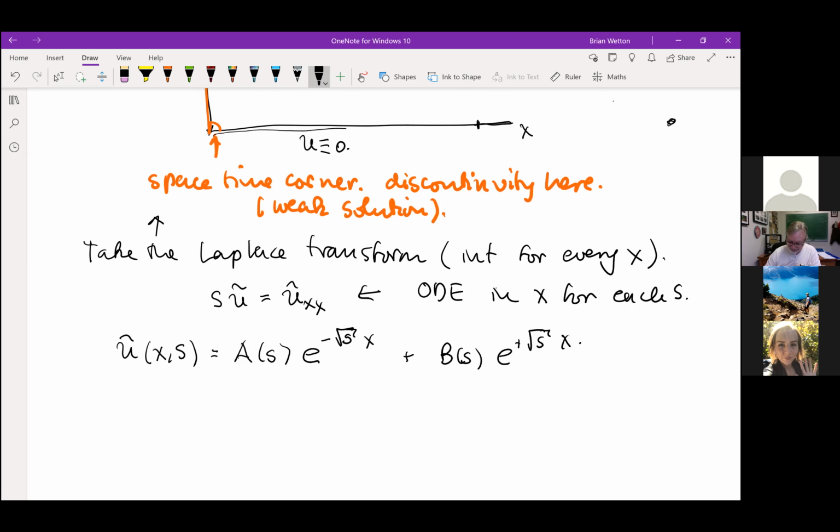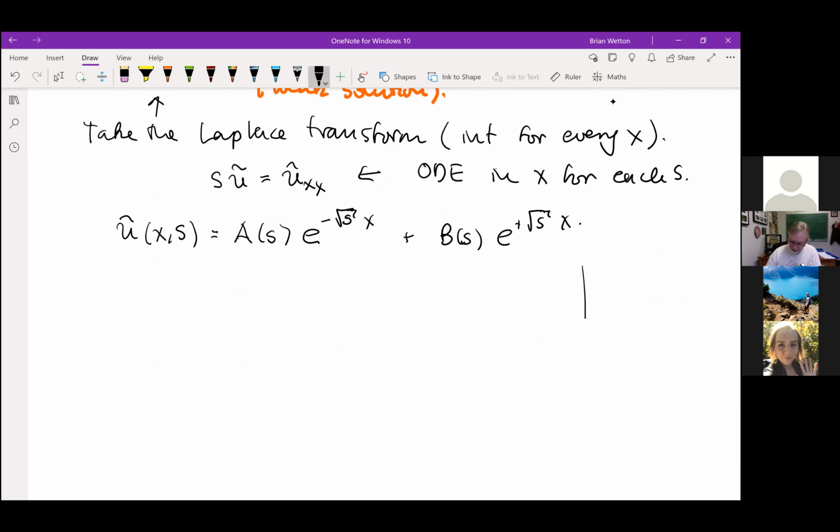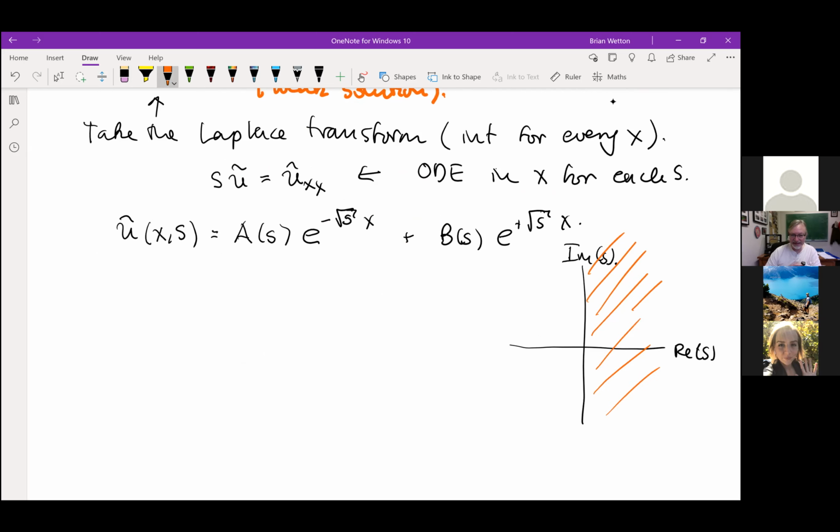Right? So remember, if I'm looking in the real S plane, I'm thinking that this solution is going to be bounded, right? Which means that the Laplace transform is really defined for every S that's got positive real part, right? So this is where I'm thinking of it, right?